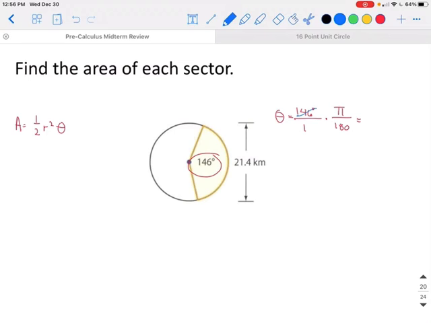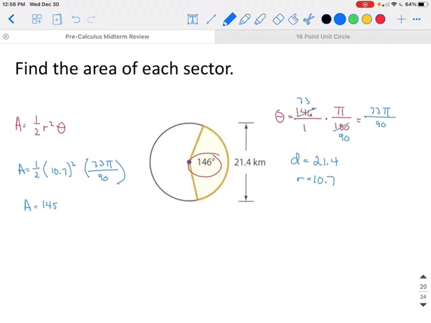If we simplify this, I know that 2 will go into 146 73 times, 2 goes into 180 90 times, so I can write this as 73 pi over 90. Right now we know that the diameter is 21.4, so that means the radius would be 10.7. So if we plug this into our area formula, our radius is 10.7 and our theta is 73 pi over 90. So this will give us an area of 145.87 kilometers squared.